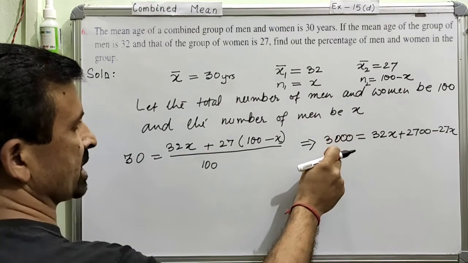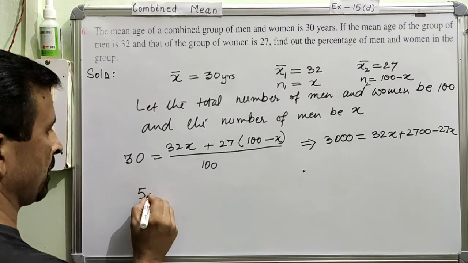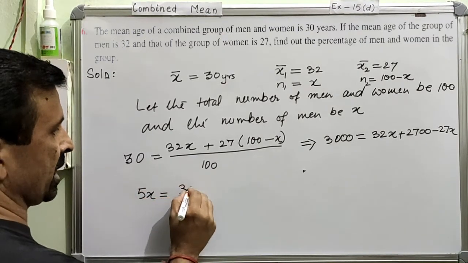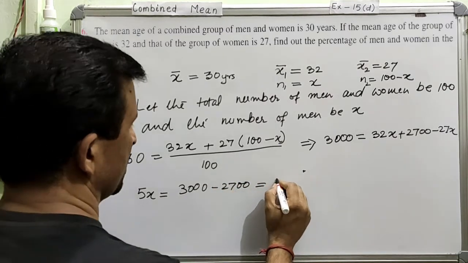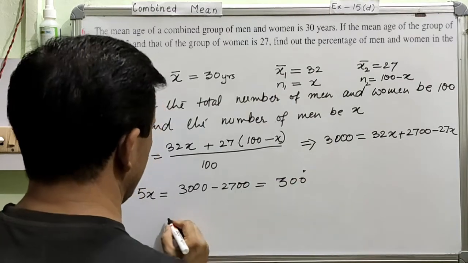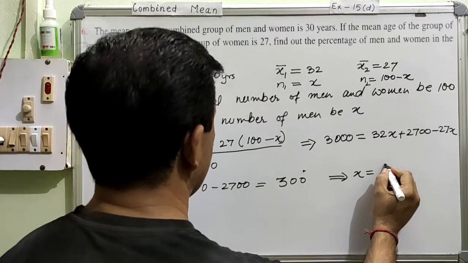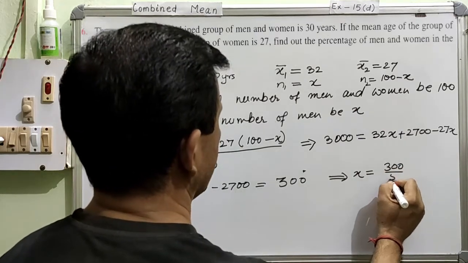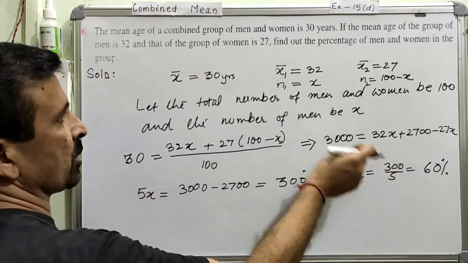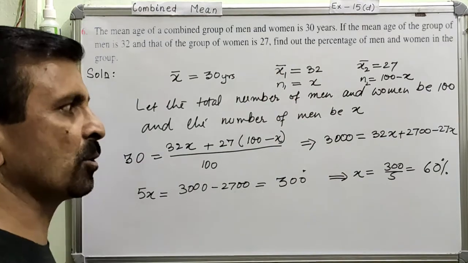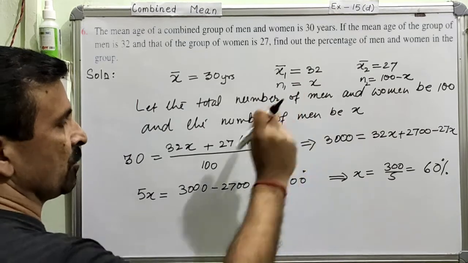So 2700 will come to this side, and this 32x and minus 27x will become 5x. And then 3000 minus 2700 is equal to 300, and therefore this implies your x is equal to 300 over 5 is equal to 60. So this is the percentage of what? X was men. So the percentage of men in the group is 60. Clear? Now we can find out the percentage for the women.